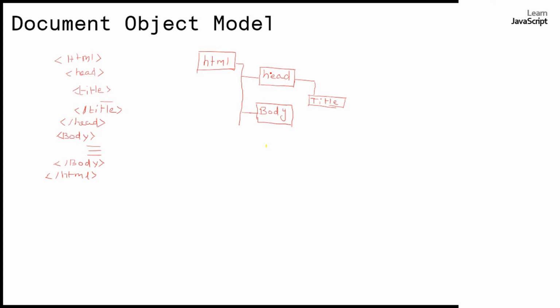So the immediate children are head and body. So we can say head and body are siblings. And when you look at the head, it contains one more child called title. So the immediate parent for title is head, but it's a grandchild of HTML. So this is how the parent-child relationship works in document object model. So let's consider one more example.